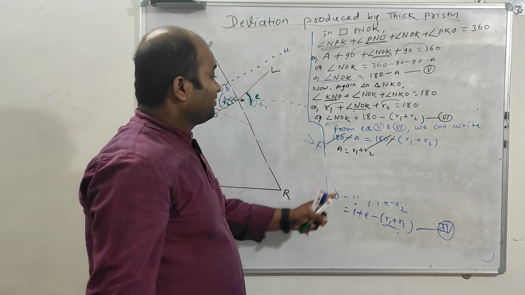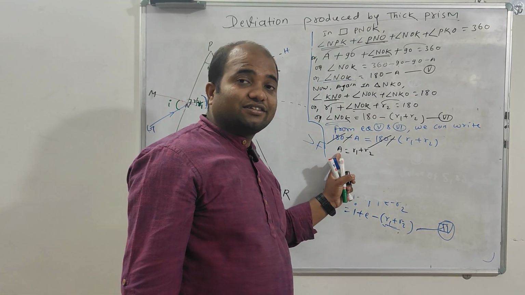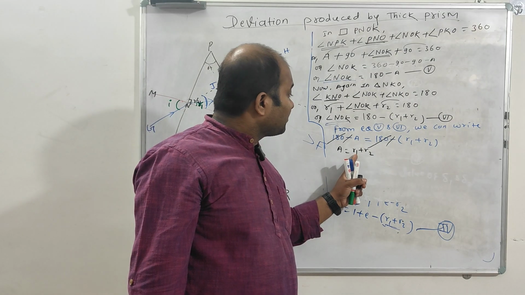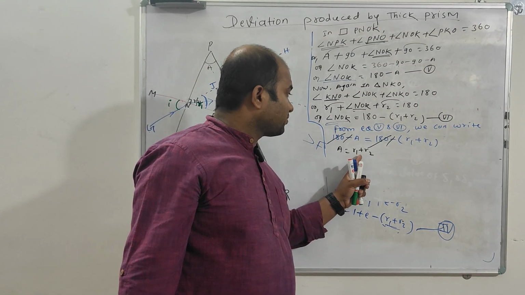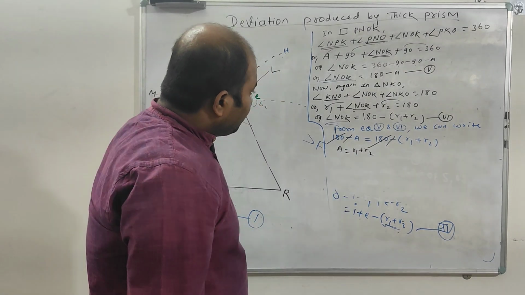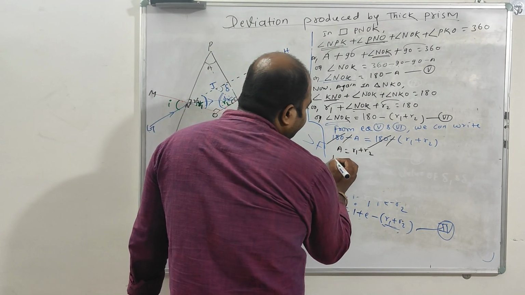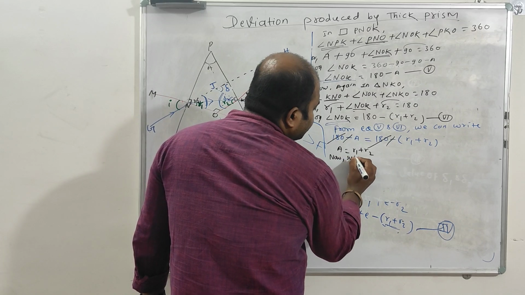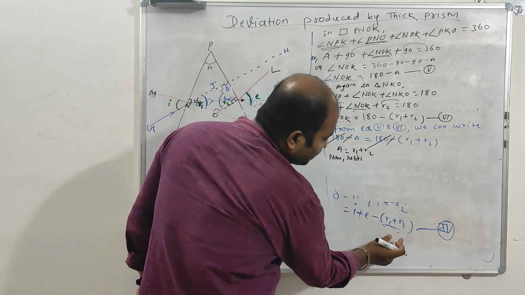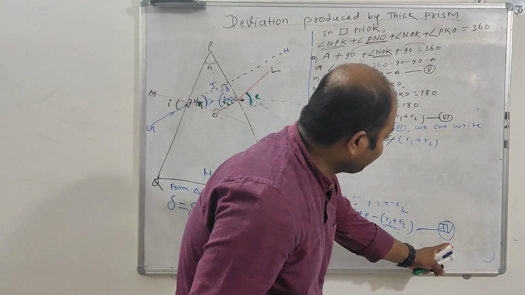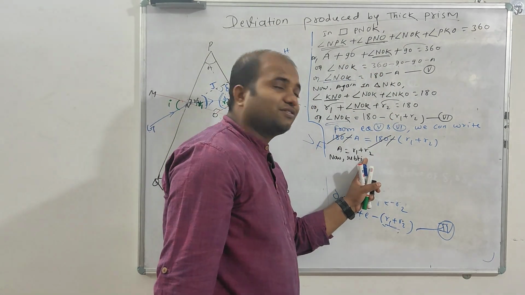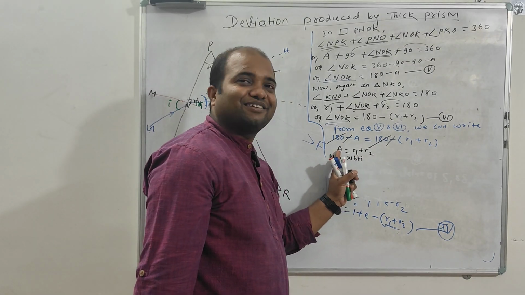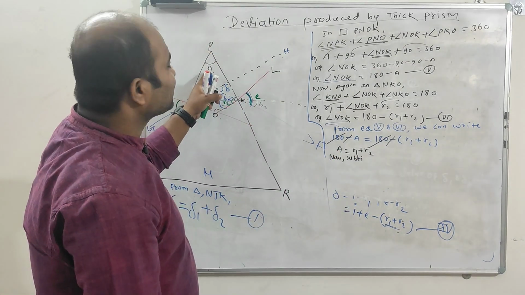You got the value of R1 plus R2, you can write A. So wherever I get the value of R1 plus R2, I can write A, or wherever I get A, I can write R1 plus R2. Now, substituting this value R1 plus R2, here in equation 4 we have R1 plus R2. So in place of that, I can put what? A.